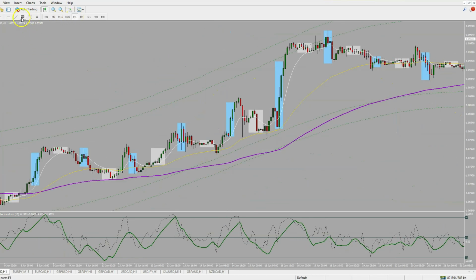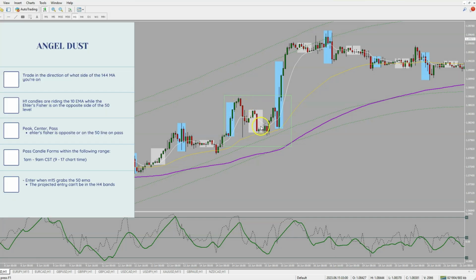Okay, here's one more buy setup, and then I need to find some sell setups, man. All these are buys. But here's one more setup right here in this area. We've got price hovering along that 10 EMA. Ehlers Fisher is below the 50 level. Here's your peak, comes down, it comes up to a center point. Let's draw a line at the top of our center point, comes down. Here's a past candle because it closed past our center point.